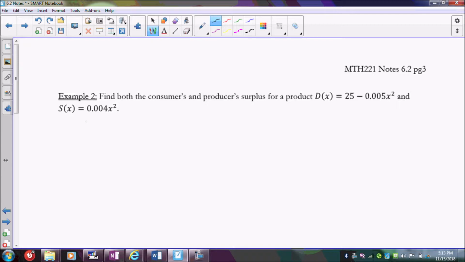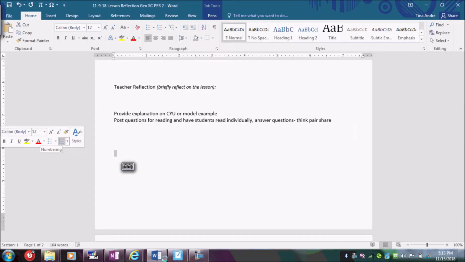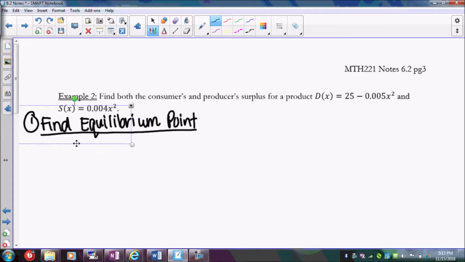In order to do that, that's where d of x and s of x are equal to each other. So that's what we have to do first. We have to find that equilibrium point. We need to know our bounds for integration. We need to know the p value because both are required in our formula. So our first step is going to be to find the equilibrium point. In order to do that, the demand is equal to the supply. So set the two functions equal.